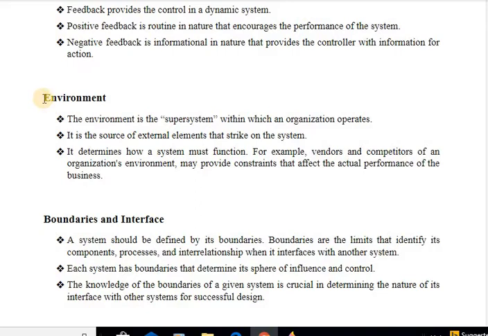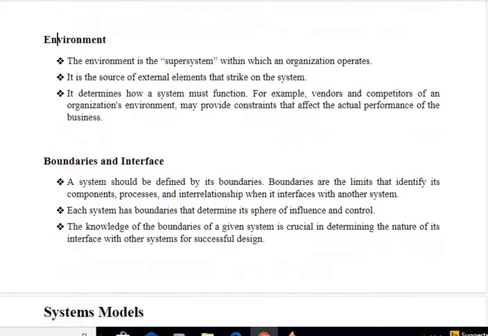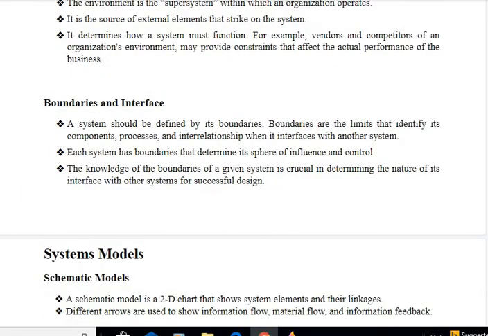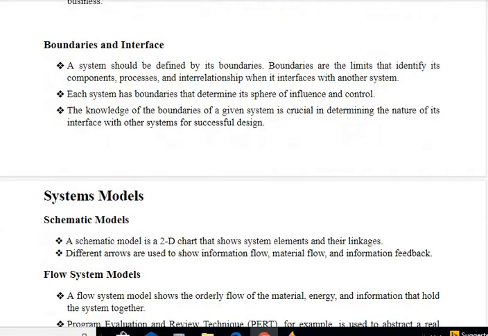Such external factors define the environment, so that also affects your system. And by looking at the environment of the market, on that basis you are going to produce some products, or provide products in the market accordingly, so that you can enhance the productivity of your organization. So next, the last one, is boundaries and interface.